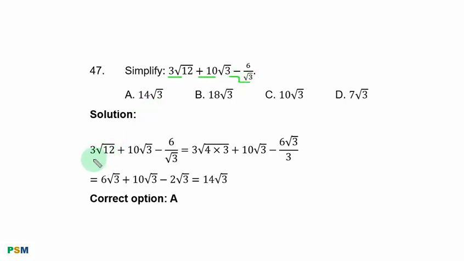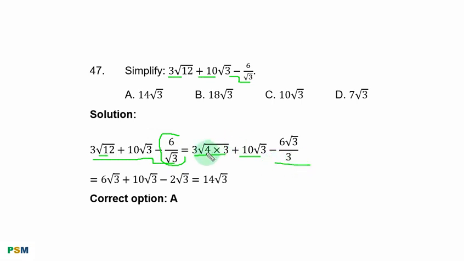Solution. This is the given problem. You express 12 as 4 times 3. So you have 3 root 4 times 3 plus 10 over root 3. You rationalize this term using root 3 to multiply both numerator and denominator, and you have these results.